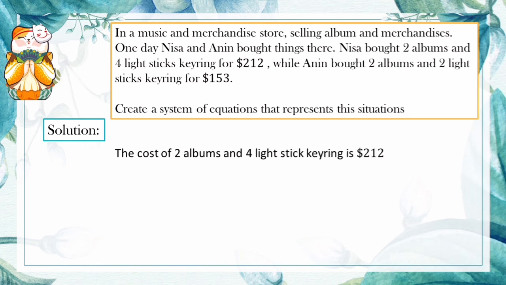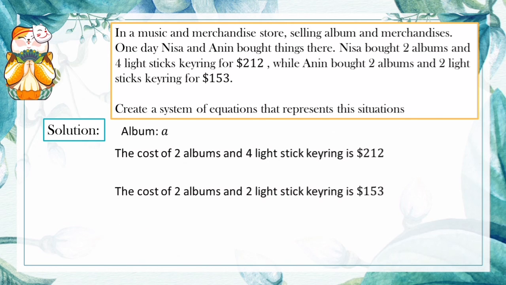The first one is that the cost of 2 albums and 4 light stickers is $212. Then they told us that the cost of 2 albums and 2 light stickers is $153. So we can translate this directly into equations, if we let A be the cost of an album and L be the cost of a light sticker.